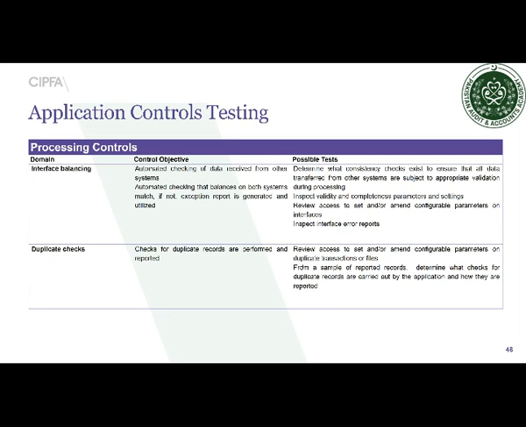Interface balancing, automated checking of data received from other systems, automated checking that balances on both systems match. If not, exception report is generated and utilized.